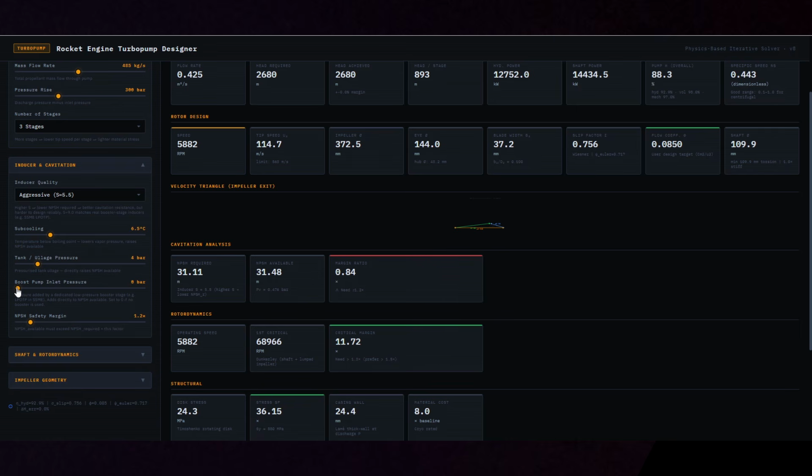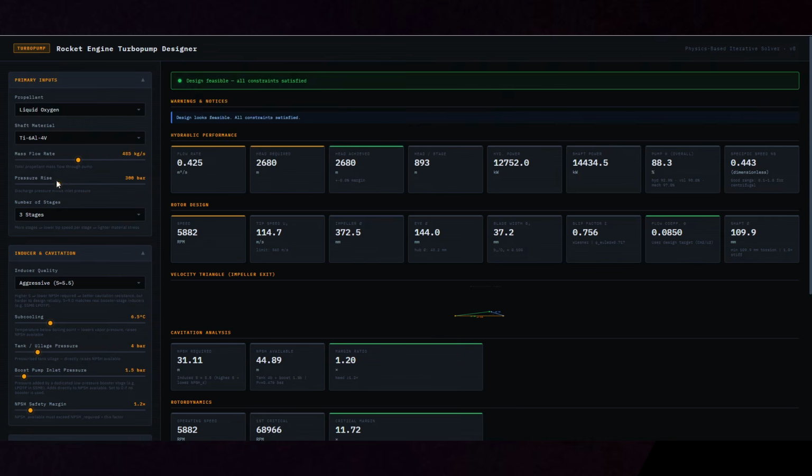The SSMEs, the Space Shuttle main engines, have a separate stage, a low pressure stage that increases the pressure somewhat and then passes it on to the high pressure stage, which does the rest. And so this boost pump is that low pressure stage. And you can see it very quickly has a positive effect if you really need the high pressures that something like the SSMEs do.